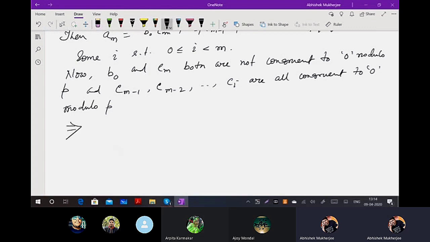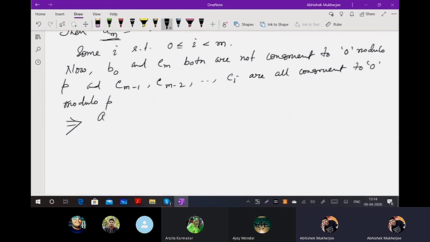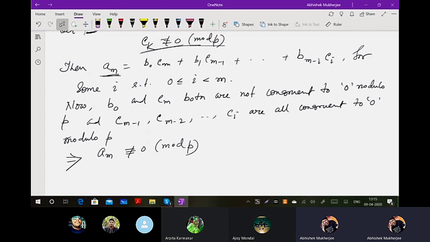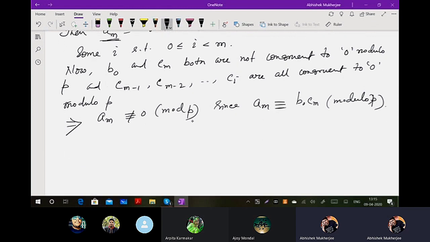And this implies that am is not congruent to 0 modulo p, since am will be b0cm, congruent to b0cm modulo p. So am is not congruent to 0 modulo p.